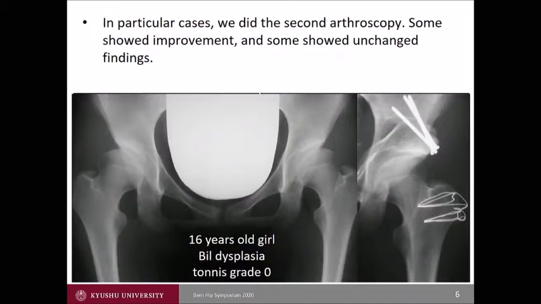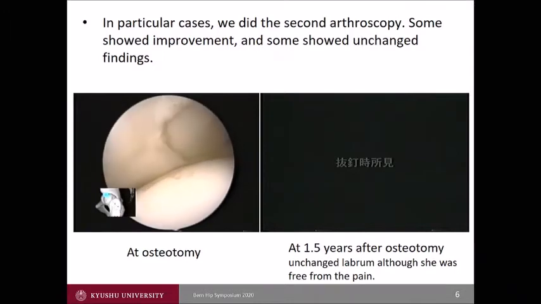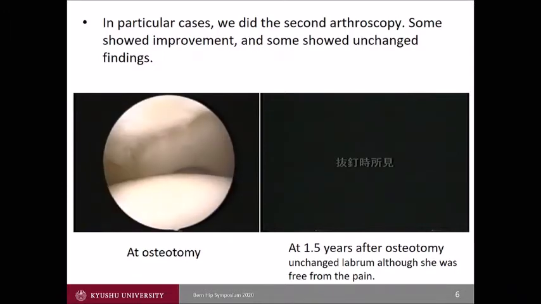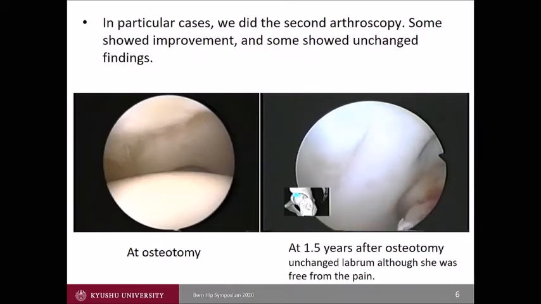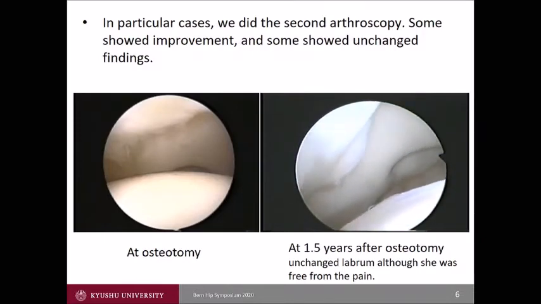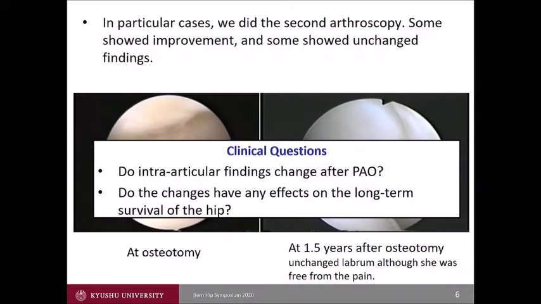So in particular cases, we did a second look arthroscopy. Some showed improvement, and some showed unchanged findings. Here is a 16-year-old girl with bilateral dysplasia, Tönnis grade zero. Her left hip showed the cartilage was good, but the labrum was detached at the anterior superior region like this. At 1.5 years after the initial operation, again, the cartilage was good, but the labrum was detached like this, although she was free from pain.